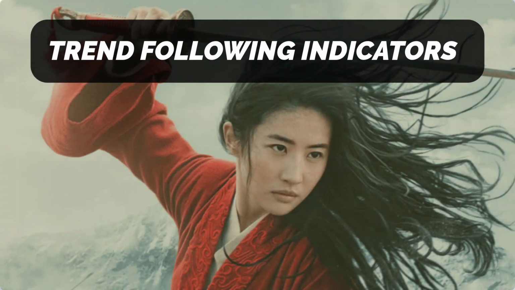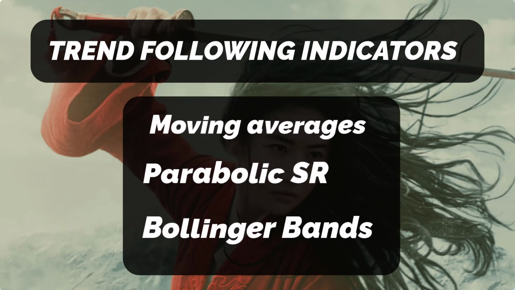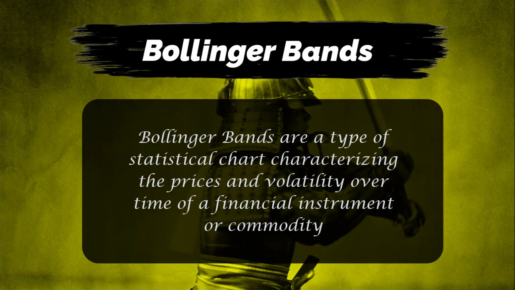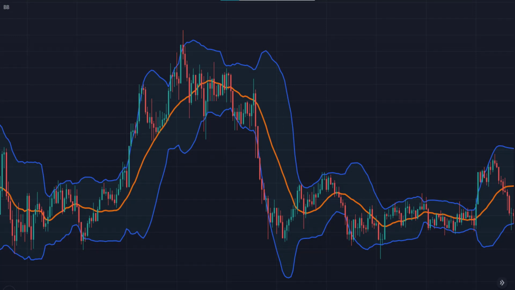First, the trend following indicators. Moving averages, parabolic stop and reverse, and Bollinger Bands are a few of the trend following indicators. In this video, we are going to look at Bollinger Bands because it combines a range of moving averages to convey the market position. Bollinger Bands are a widely used indicator that can be used to identify market reversals. Bollinger Bands are formed by three clear lines.